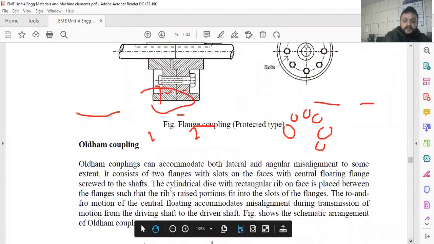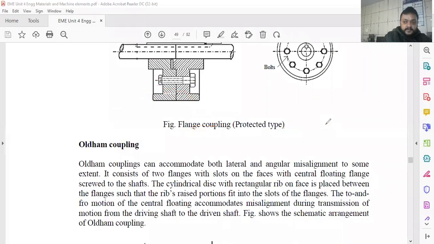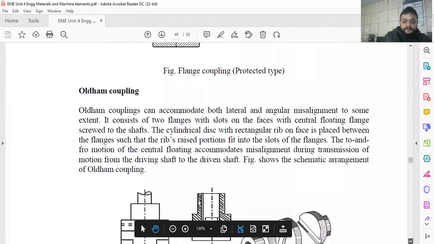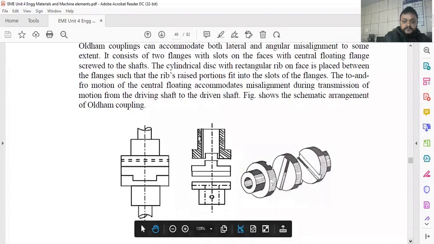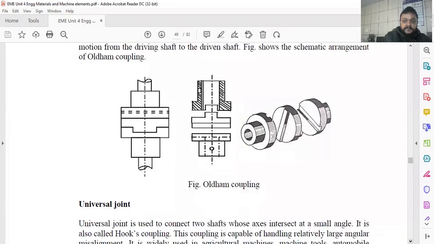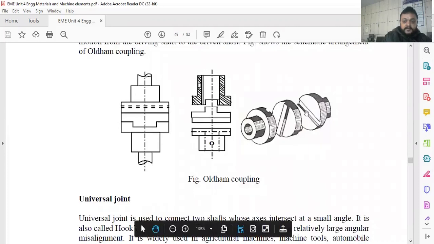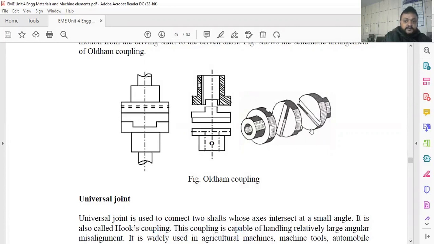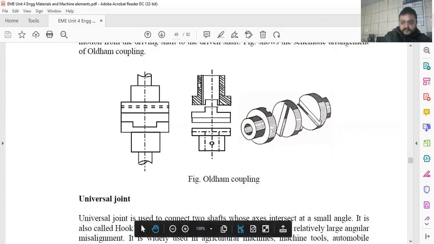Now the Oldham coupling and universal joints are flexible kinds of coupling, and they normally permit angular misalignment to a certain extent. So the shaft can move easily. You can see the Oldham coupling here. It is rectangular, with a rectangular upward slot associated with horizontal slots. So misalignment is possible.